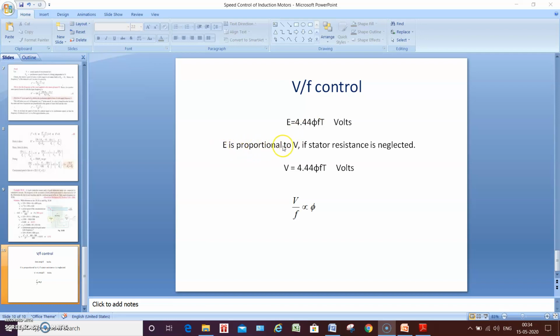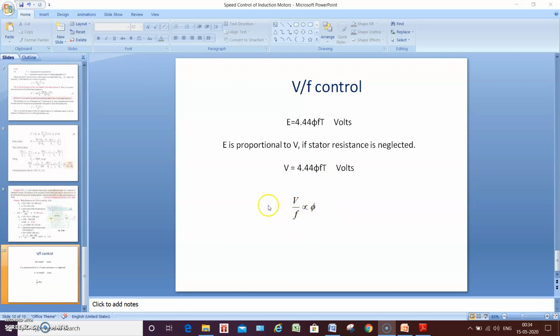So you know this induced EMF is proportional to the applied voltage, and suppose the stator resistance of this motor is neglected. In some analyses we assume the stator resistance is very small and you can neglect it, so that you can say E is proportional to V, and you can write V is also equal to 4.44 phi F T. So here in this equation, 4.44 and T, the number of turns, are constants. So from this equation you can write V divided by F is proportional to phi, that is the flux.